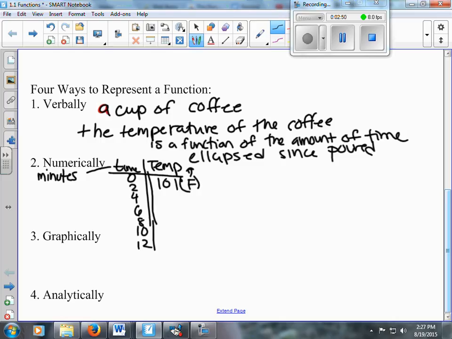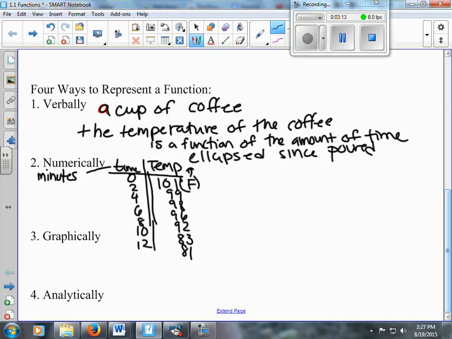So 101, and then 2 minutes later, suppose we read the temperature and it's 99, and then 98, and 96, and then 92, and then 83, I don't know, and then 81. That's probably not anywhere near what it would be, but that's an example of a function numerically.